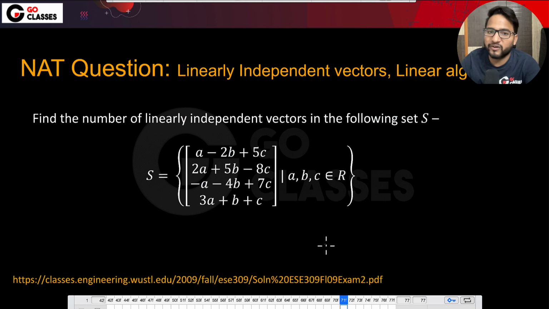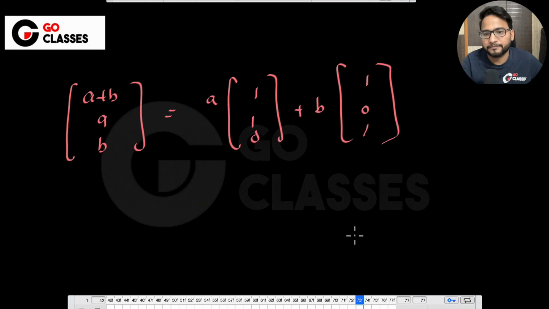We always modify based on what GATE can ask. Within the GATE boundary only, we just ask the question. So most probably you might have made the mistake. If you have made the mistake, just let us know in the comments. Okay, thank you so much.